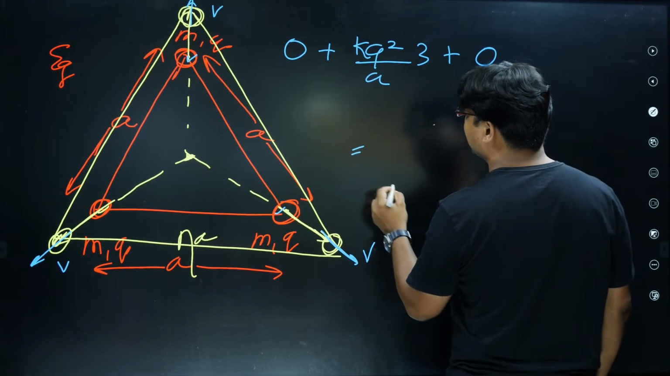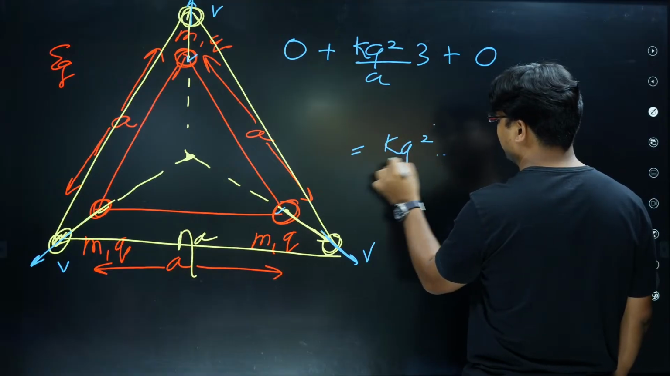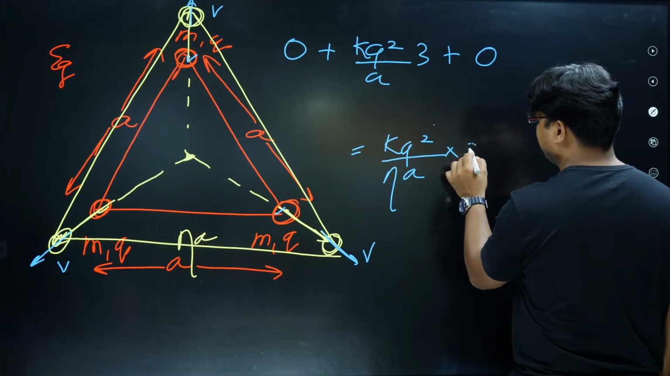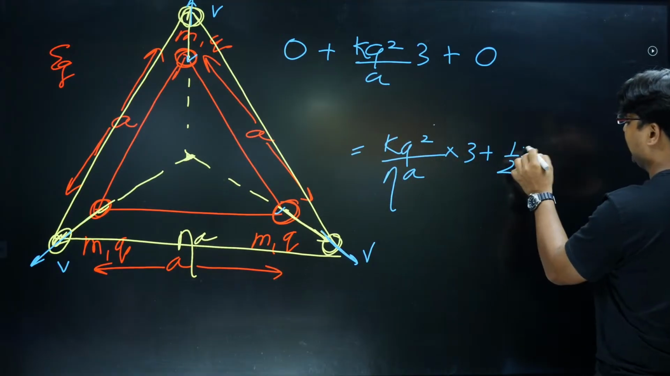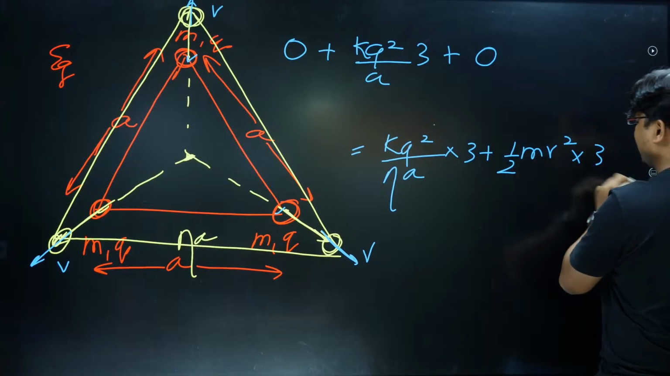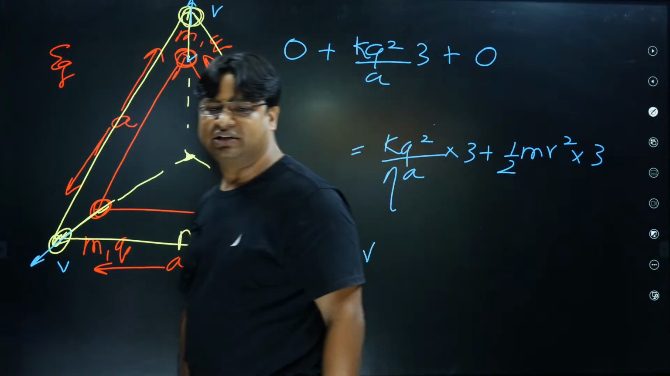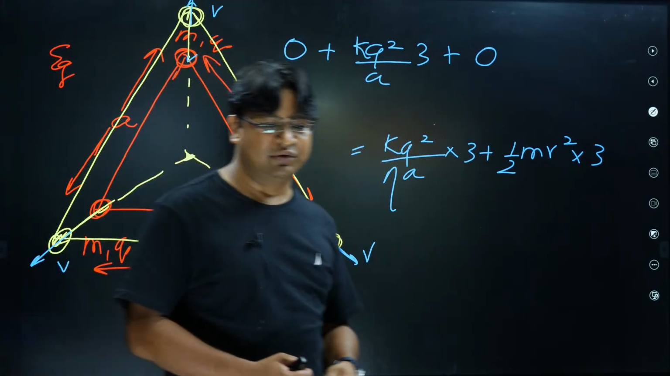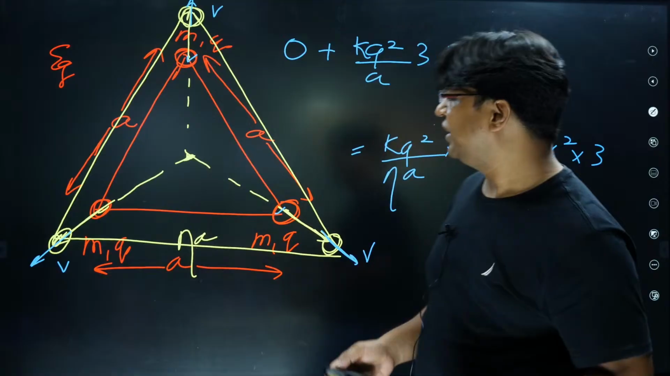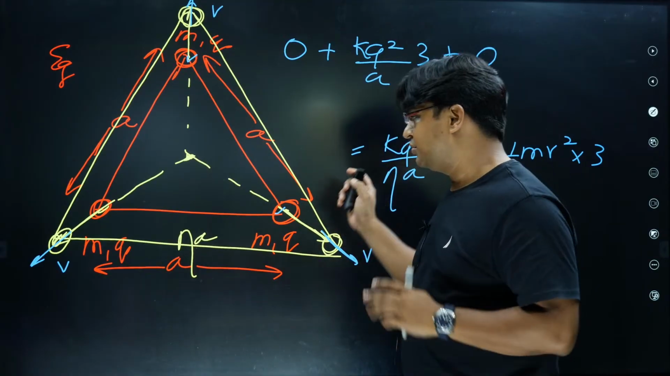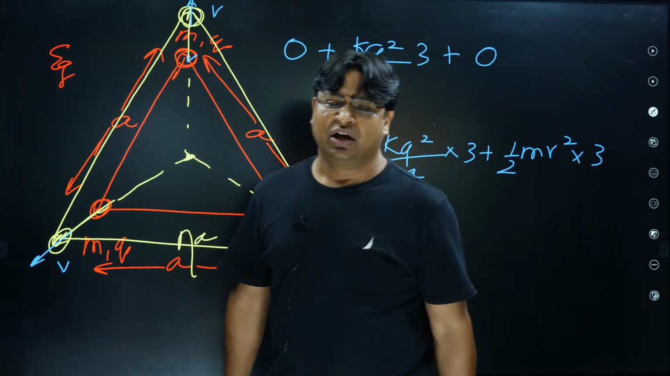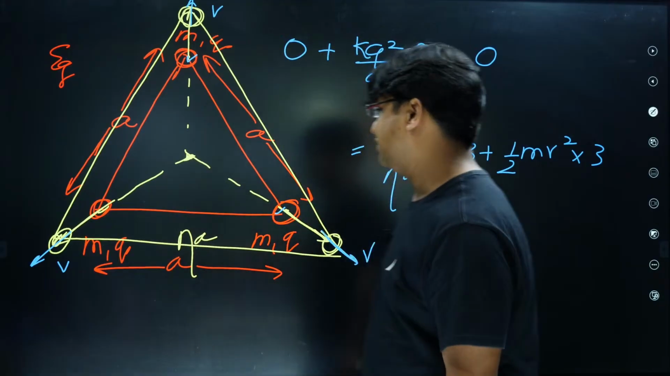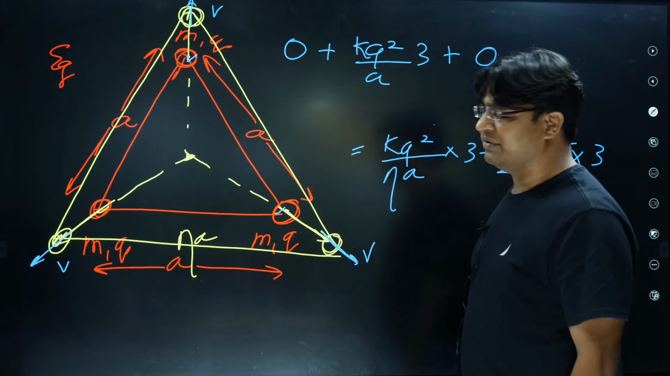Now finally, what has happened? Again we write k q square by eta times a, into 3, and then the kinetic energy of all 3 particles. I will write it like this, and then do the math to get the value of v, and that would be my answer. This question was an extension of what we did in the previous question, only instead of 2 particles we now have 3 particles.